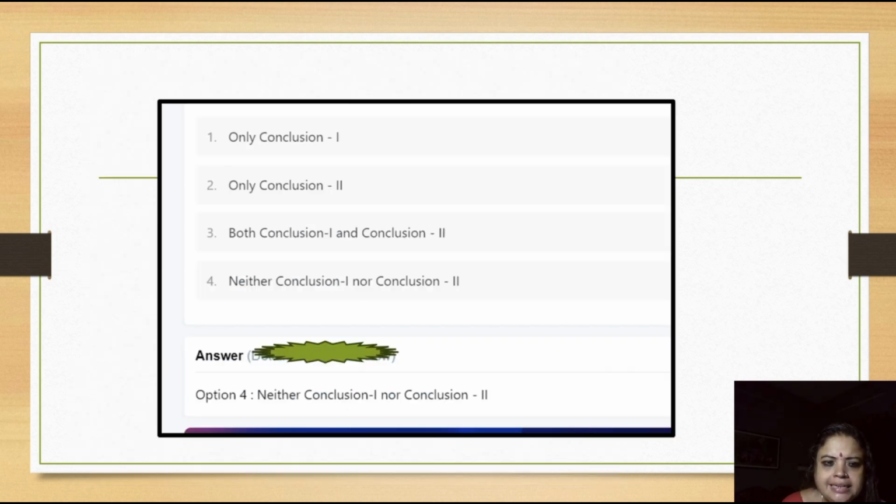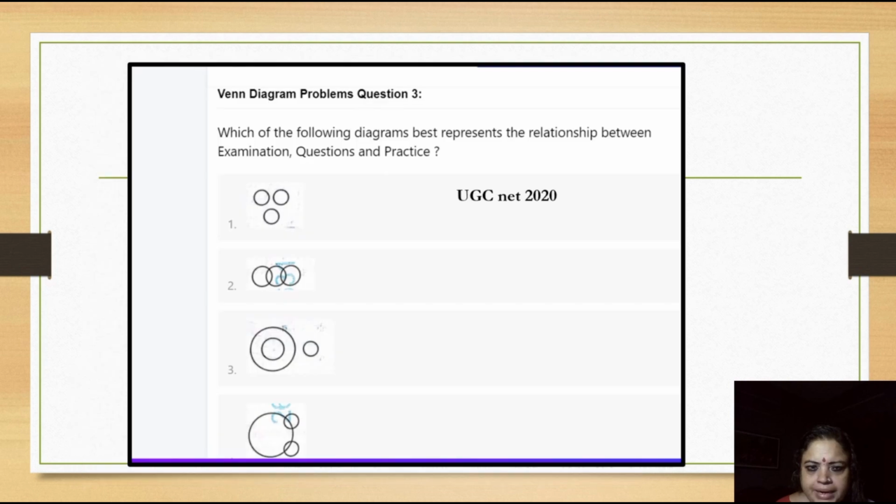Therefore, let us see the answers. Neither conclusion 1 nor conclusion 2. That is, the answer is option D, neither conclusion 1 nor conclusion 2. So this is how we represent. From the statements, we draw the Venn diagrams, and let us see the conclusions from the statements. If they are overlapping, they have some shared traits. Otherwise, they do not have any shared traits. I hope it is clear.